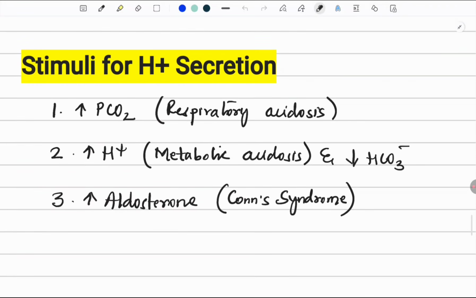So what are the stimuli for H plus secretion? H plus secretion always occurs when there is acidosis. Acidosis can be respiratory acidosis because of an increase in partial pressure of carbon dioxide. It could be metabolic acidosis because of an increase in H plus or a decrease in bicarbonate. One more very important stimulus for H plus secretion is an increase in aldosterone secretion. This is what is called primary hyperaldosteronism, which is called Conn syndrome.